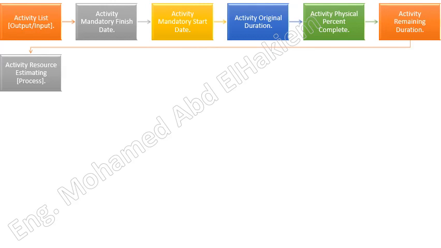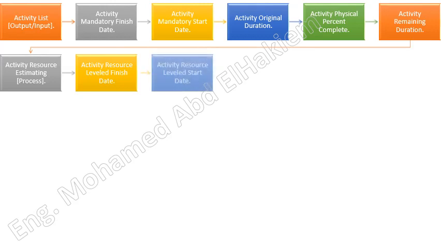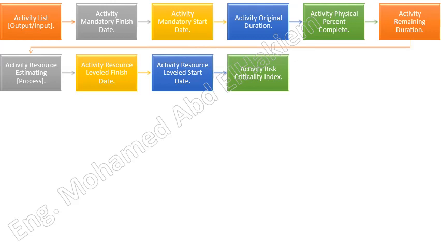The process of estimating the types and quantities of resources required to perform each schedule activity. Activity resource leveled finish date. The point in time associated with the activity scheduled finish date of a resource-limited schedule activity in a resource-limited schedule. Activity resource leveled start date. The point in time associated with the activity scheduled start date of a resource-limited schedule activity in a resource-limited schedule. Activity risk criticality index. The probability that the schedule activity will be on a critical path.